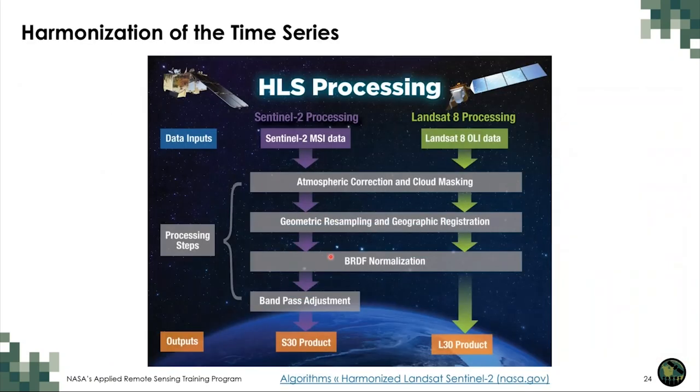An example of this harmonization is the Landsat Sentinel harmonized time series, where we are taking Landsat data and Sentinel-2 data, where we are doing atmospheric correction, geometric resampling, normalization, band adjustment, and then we are generating harmonized time series products in the grid of Sentinel-2, for example, with the spatial resolution of Landsat, but at a much better temporal resolution. And such combined time series is really a valuable tool for the analysis.